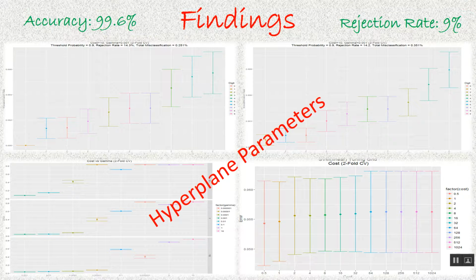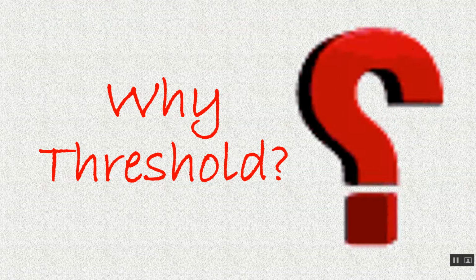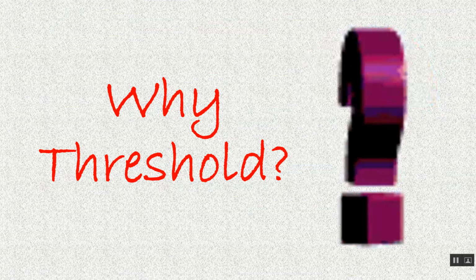Our finding was that the SVM model gives the best performance with accuracy as high as 99.6% and a rejection rate of 9%. This means that our model will refuse to classify 9% of the cases, which would then require human intervention. Now you might be wondering, why did we keep a threshold of 90%, which resulted in this human intervention?